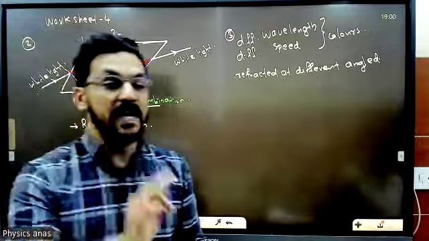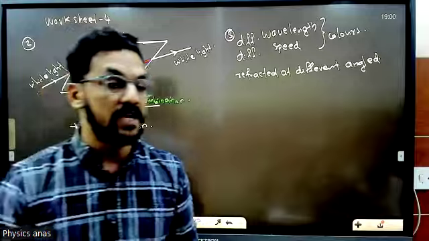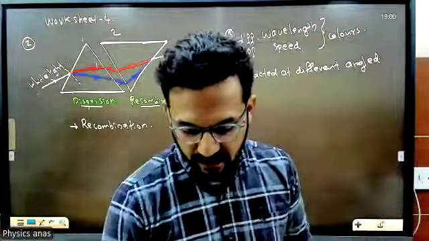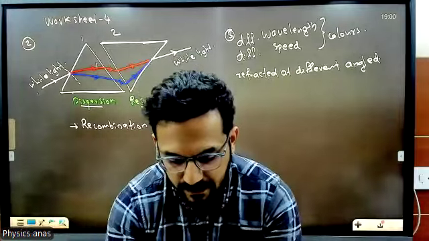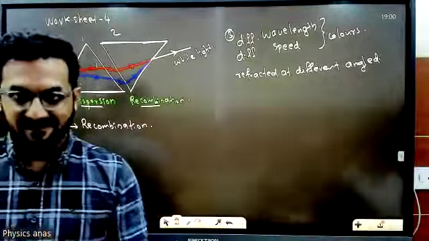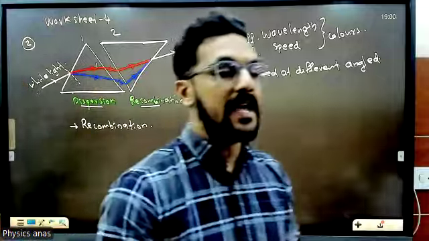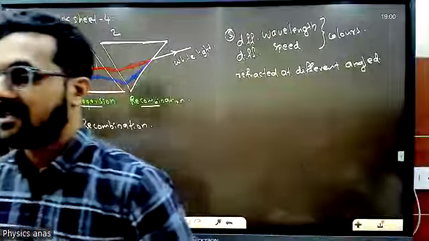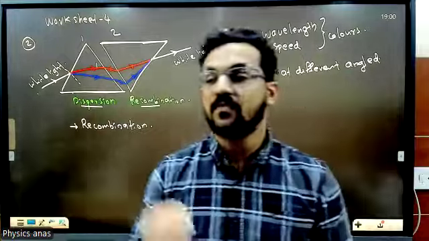Their speed in the prism will be different, so they are refracted at different angles. Did you write it inside?